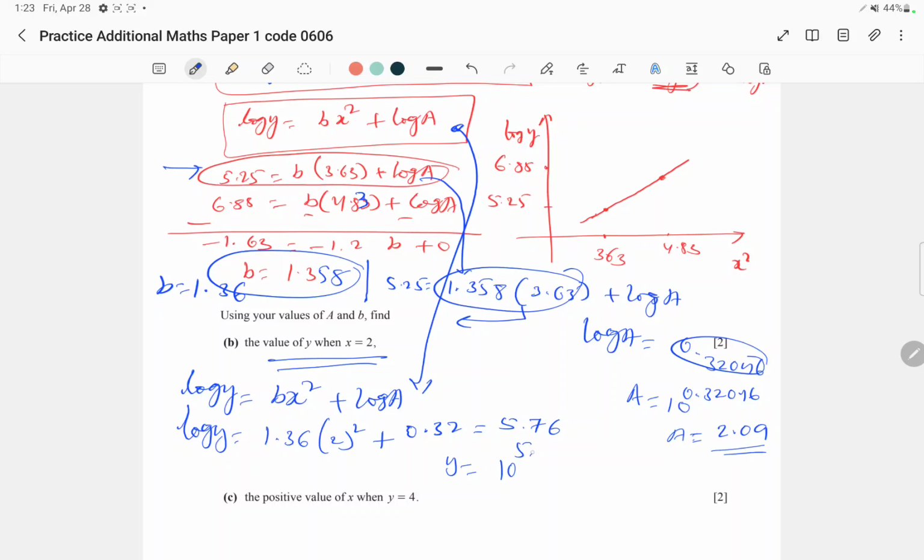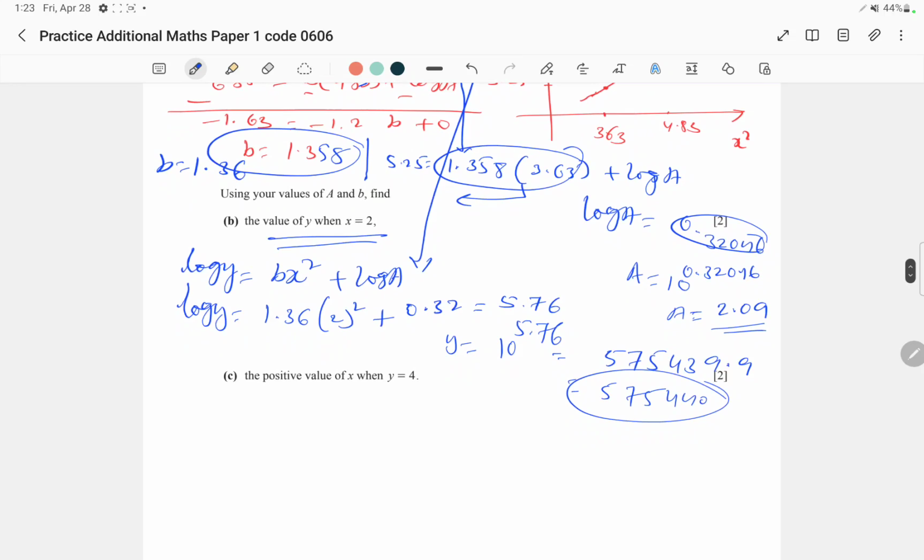So y is 10 to the power 5.76. So now 10 to the power 5.76 is 575,439.9, so 575440. Right? So yeah, we can write this one.